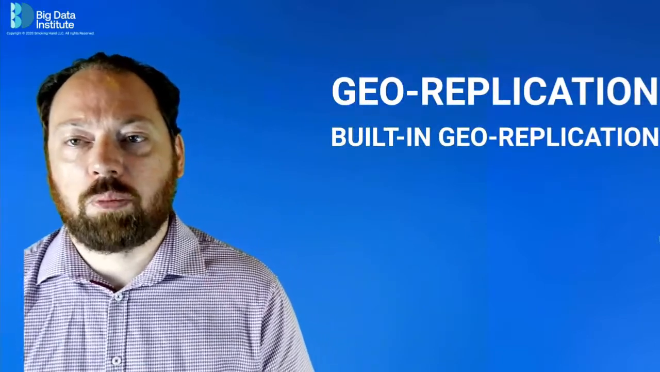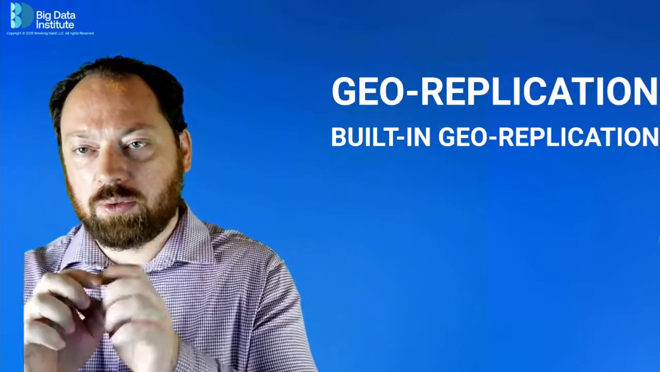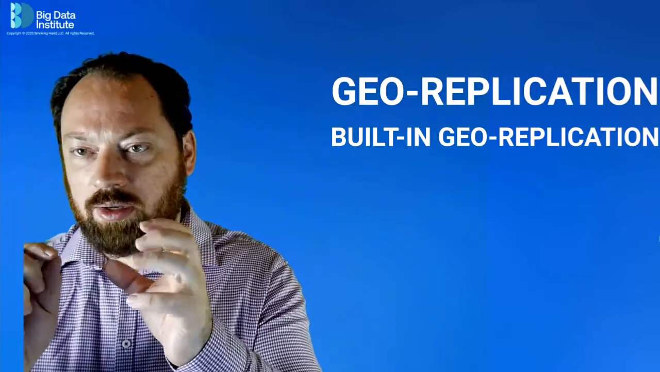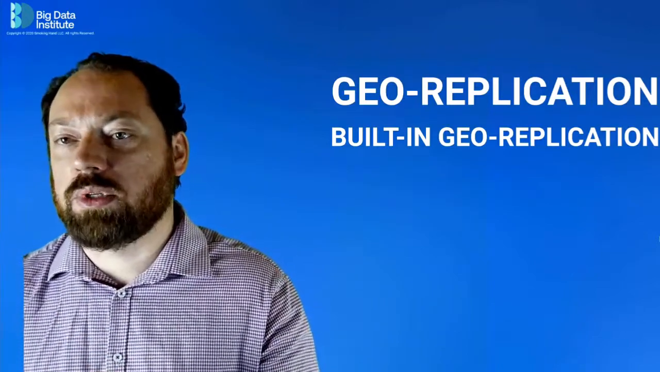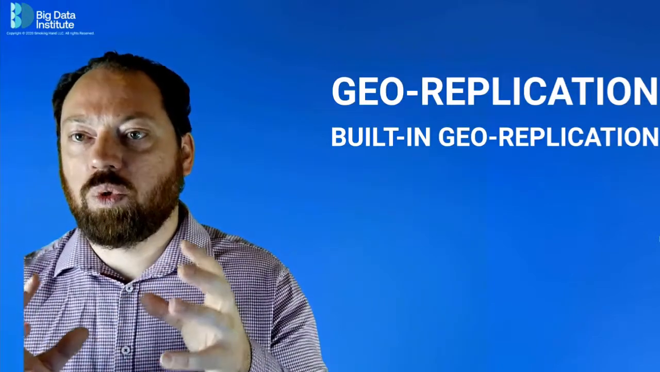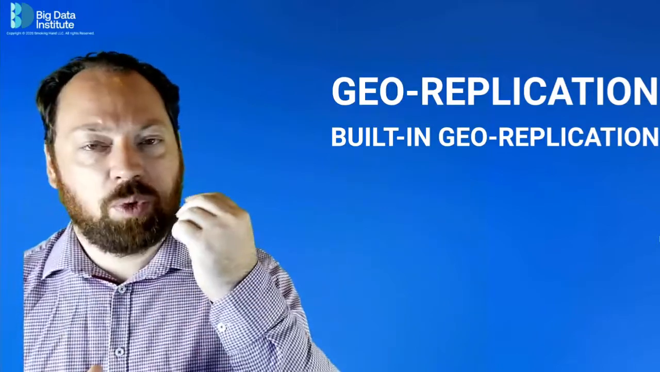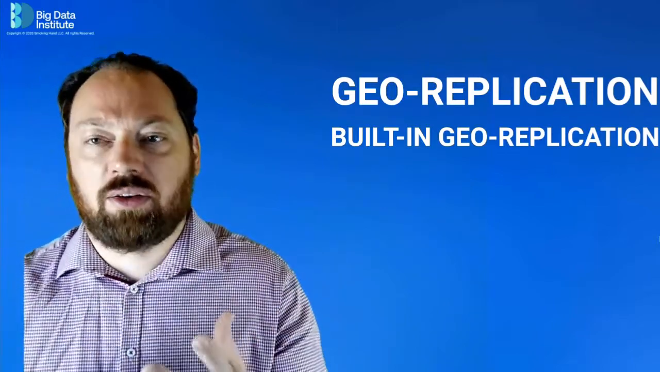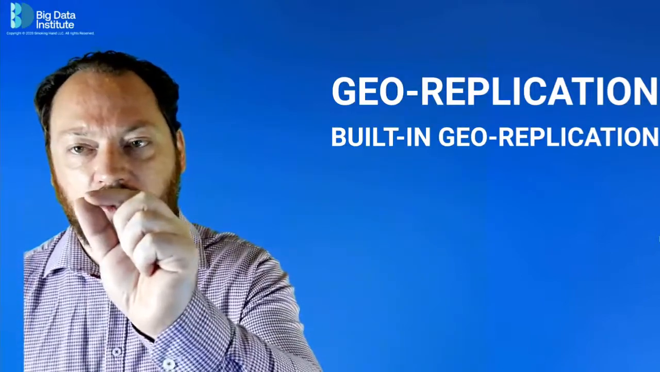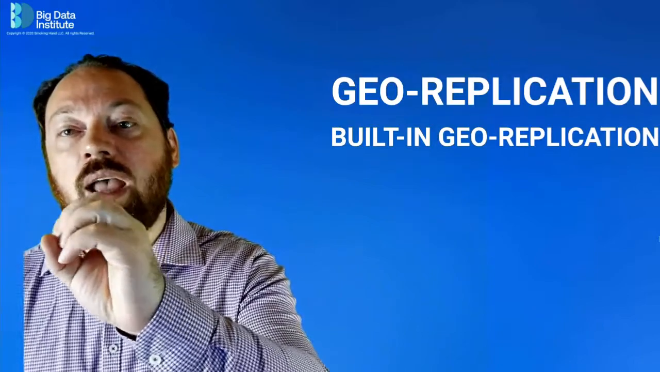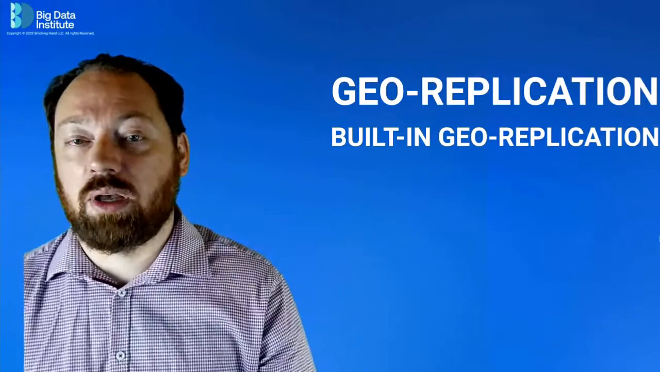Then there's Geo Replication. What Geo Replication means is if we're going to do a Pulsar cluster for real, for enterprise purposes, we can't have it in just one single data center. If that data center goes down, it just fails. We can't have that. We have to have the ability for a data center to go down and another data center to have all that data and be able to pick up that load.